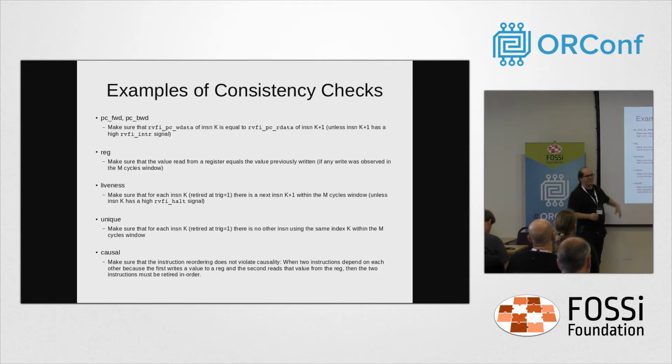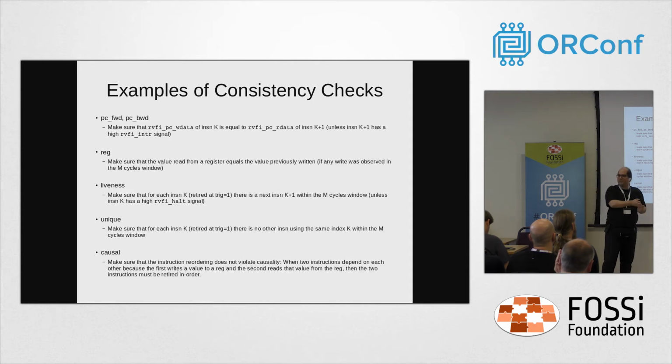So these are some of the consistency checkers that we have. We want to make sure that we retire one instruction that has index k, and then we retire another instruction with index k plus 1, that the next program counter from instruction k matches the program counter from instruction k plus 1. However, the instructions might be reordered. So it's possible that the k plus 1 instruction is retired later, or it can be retired earlier.